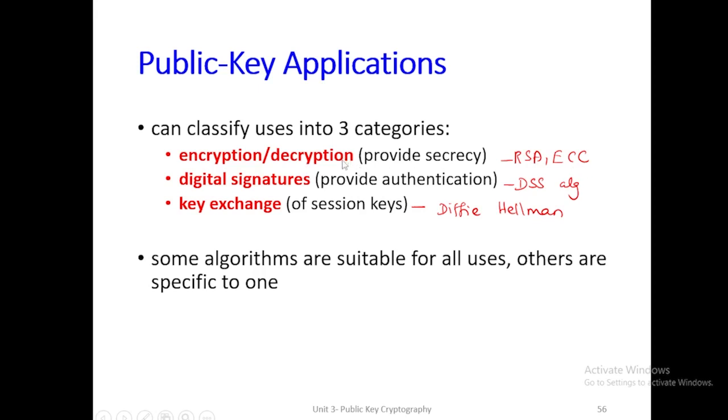And sometimes that public key is used for implementing authentication, and the implementation of authentication is called digital signature, which will be implemented with the help of DSS algorithm, that means digital signature standard algorithm. We may be able to exchange the session key between two entities. For creating the session keys at both ends, we should use an algorithm called Diffie-Hellman key exchange algorithm. So let us discuss the encryption and decryption process of public key application.